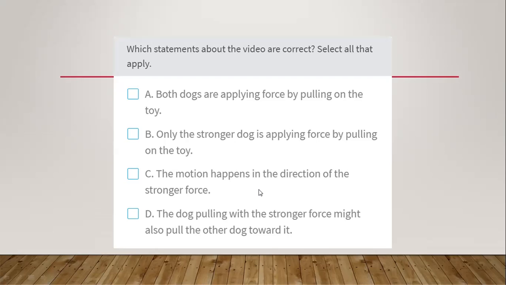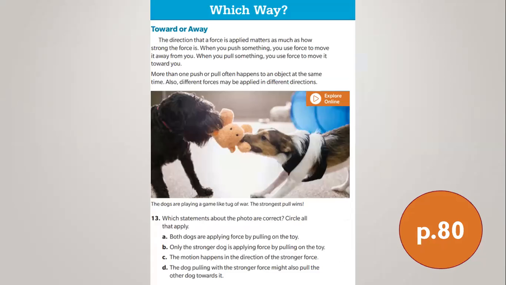Yeah, the motion of the toy happens in the direction of the stronger force. The dog pulling with a stronger force might also pull the other dog toward it. Yes, the dog that's pulling with a strong force can also pull the dog, not only the toy, toward it. So we have 3 correct answers, A, C, and D. Well done, guys. In page 80, we can find this question and this game that we have done.